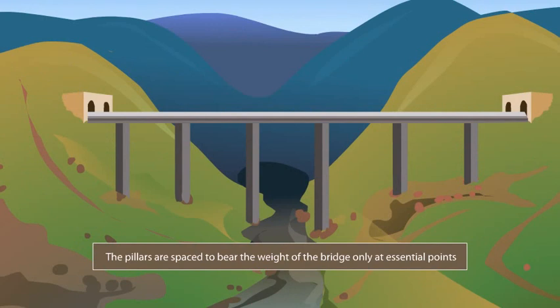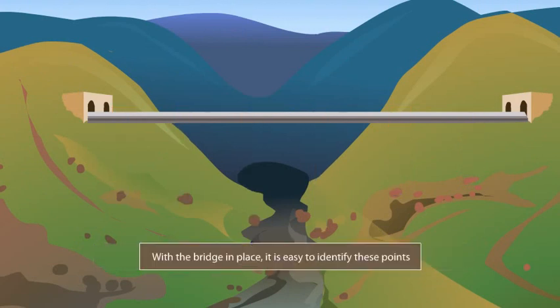As you can see, the pillars are spaced such that they bear the weight of the bridge only at those points where their support is essential. With the bridge in place between the two hills, it is very easy to identify where these points should be under the bridge, such as one point under the center of the bridge and two such points on either side of the central point at equal distances from it.